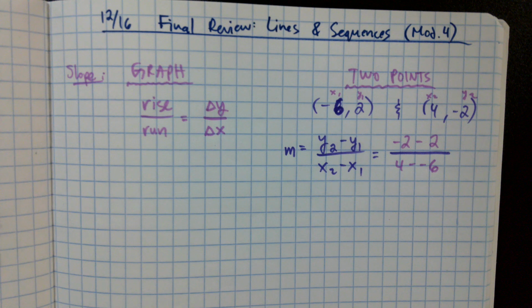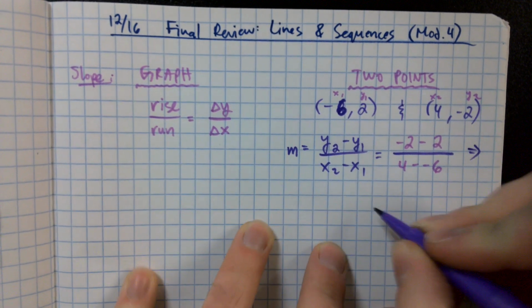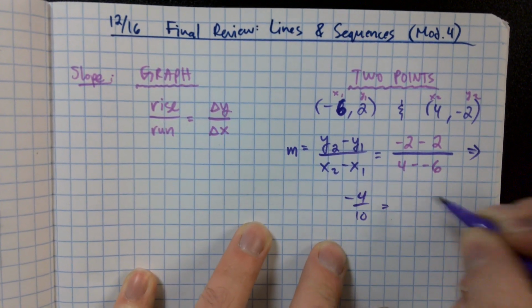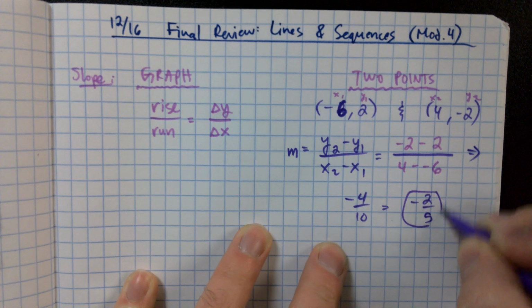What would my numerator be when I subtract those two? -4. Okay, what would my denominator be? 10. Perfect. What's -4 over 10? What does that simplify to? -2/5, right? So we get -4 over 10, which is equal to -2/5.